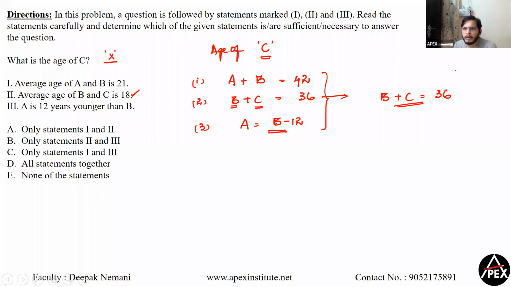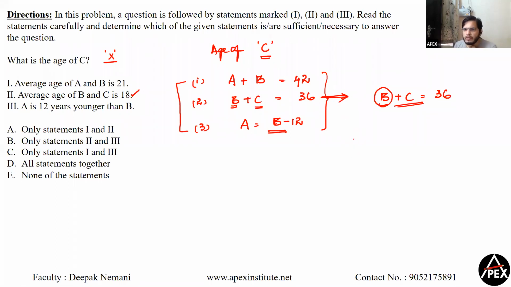What do we have to calculate? The age of B, isn't it? Now we have to see whether we can get the value of B using at least two of the given other statements. We have already considered statement 2, so using 1 and 3, can we find the value of B?